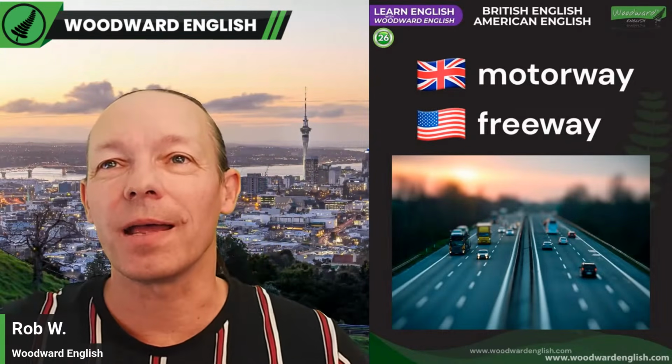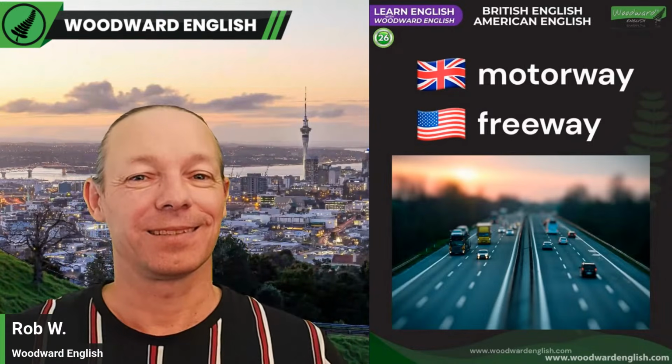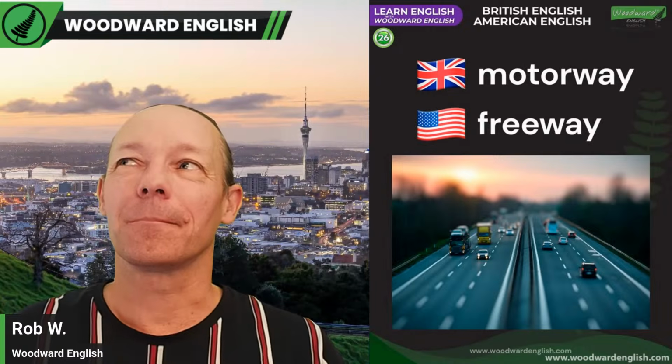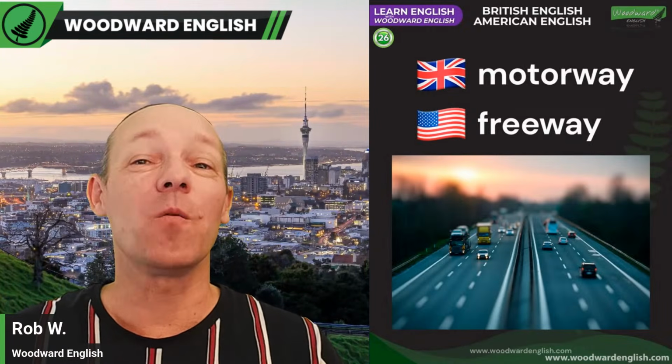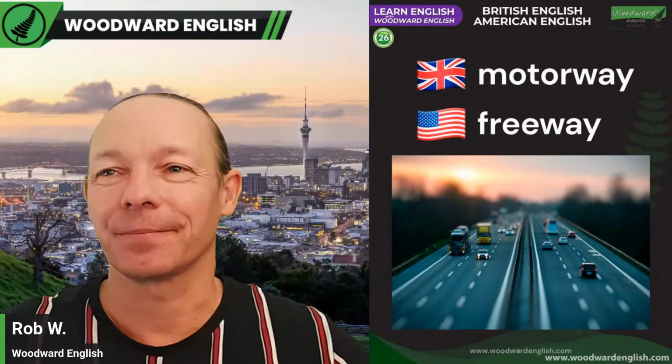Whereas highway, okay, motorway is normally in the city. A lot of the times in the city. And in New Zealand, we have a highway, which is between cities. So this is normally in the city.